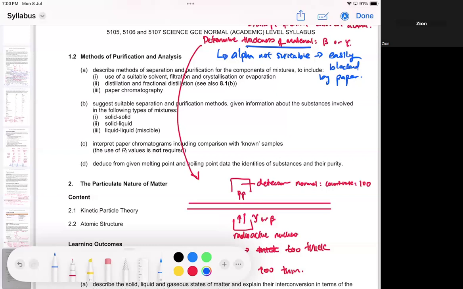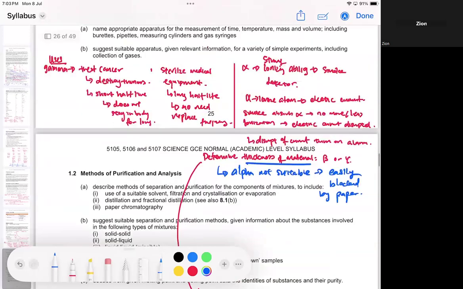Okay, so the user's comfortable. Basically these few: the alpha for the smoke detector, and beta and gamma for thickness testing. This is for the industrial side. The medical side is normally gamma radiation for the surgical equipment and for treatment in cancer.